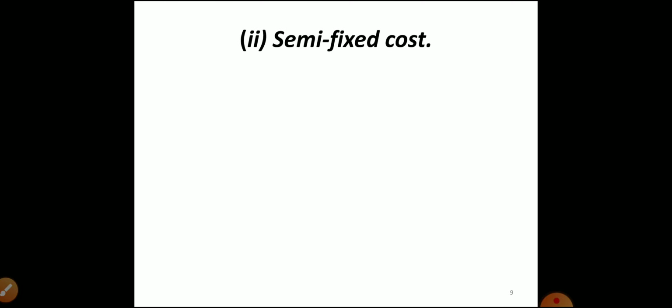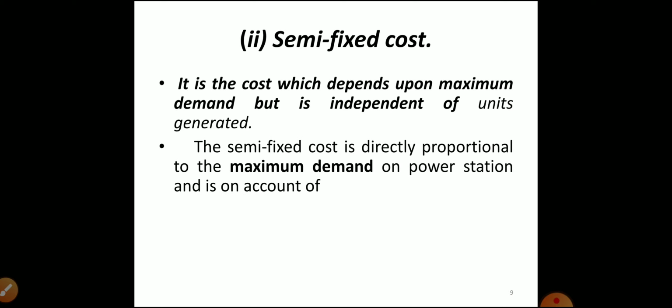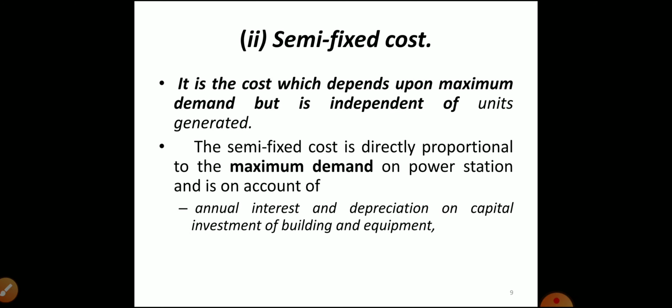Now, what is the semi-fixed cost? It is the cost which depends upon maximum demand but is independent of units generated. The more the maximum demand, the more the semi-fixed cost, and it is independent of the units generated. The semi-fixed cost is directly proportional to the maximum demand on the power station and is on account of annual interest and depreciation on capital investment of building and equipment.